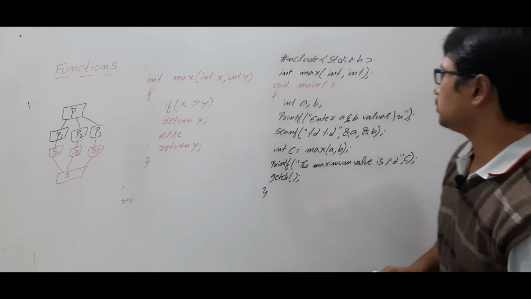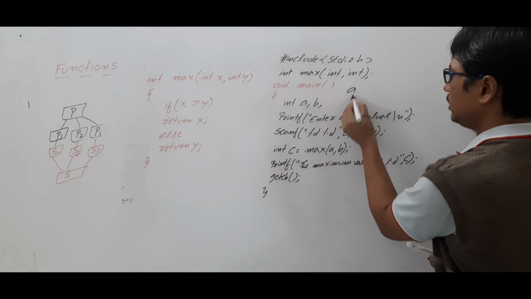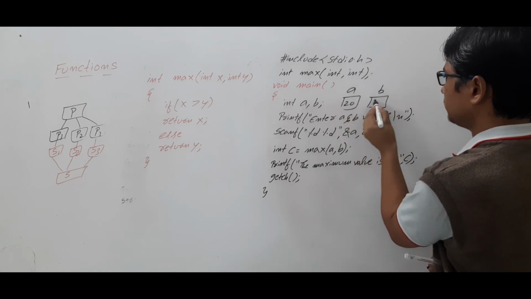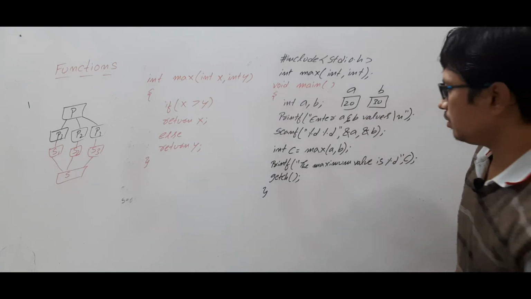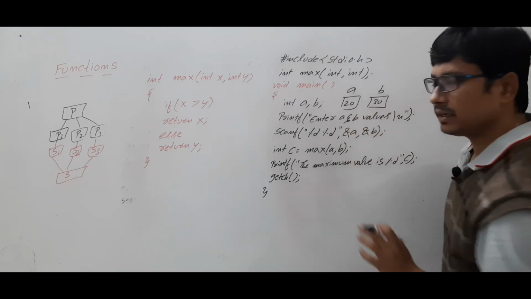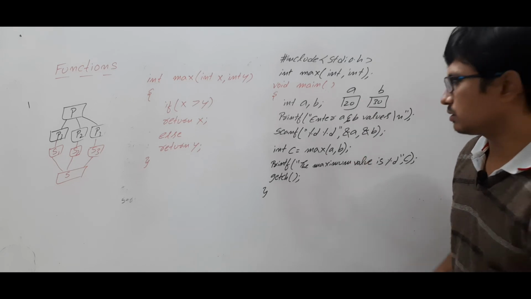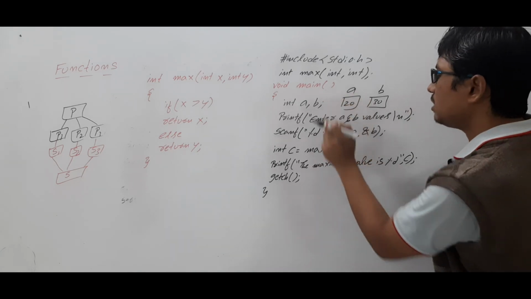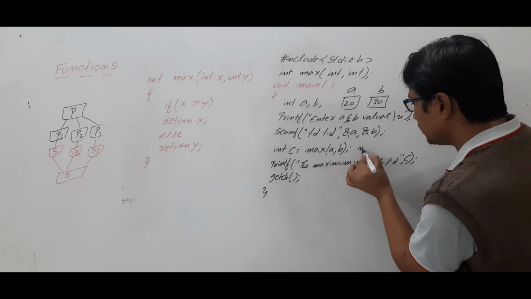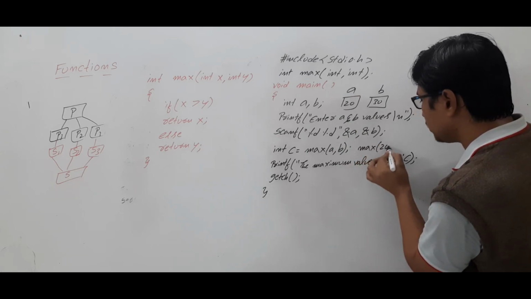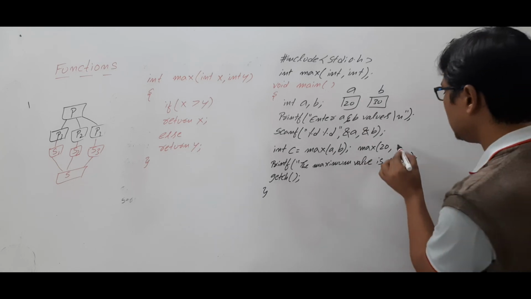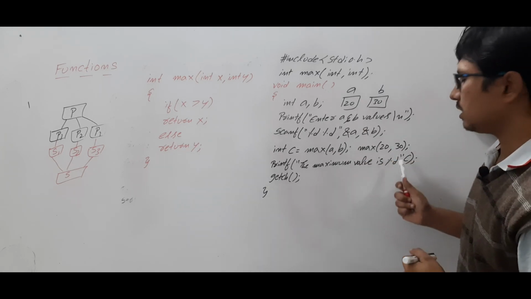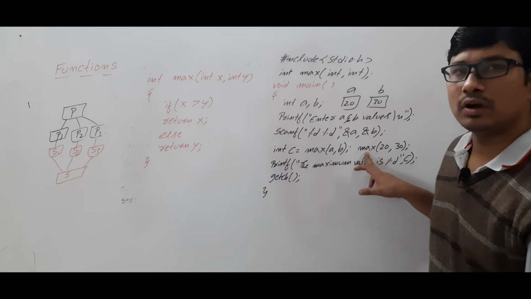Now let's take that the user has entered the a value as 20 and the b value as 30. Now you have entered that and read it. That's good. Now max of a comma b. What is the value of a? 20. So it will be max of 20 comma, what is the b value? 30. So you are passing 20 and 30 to this function called max.